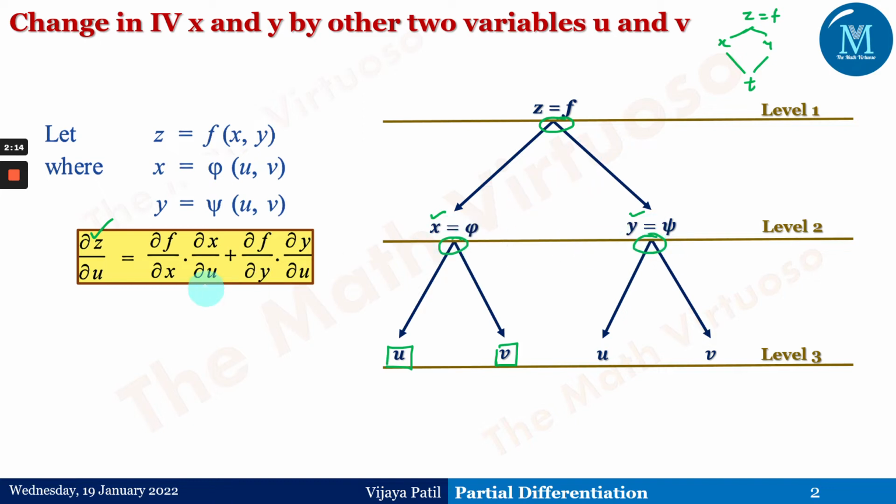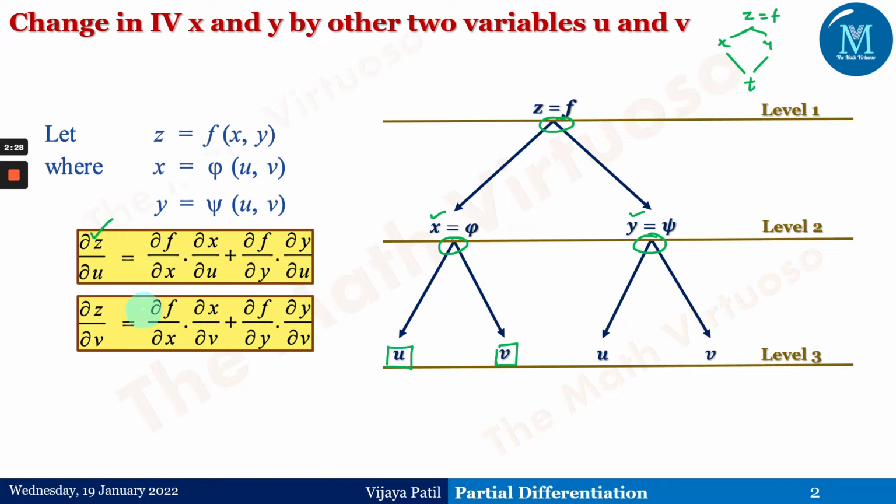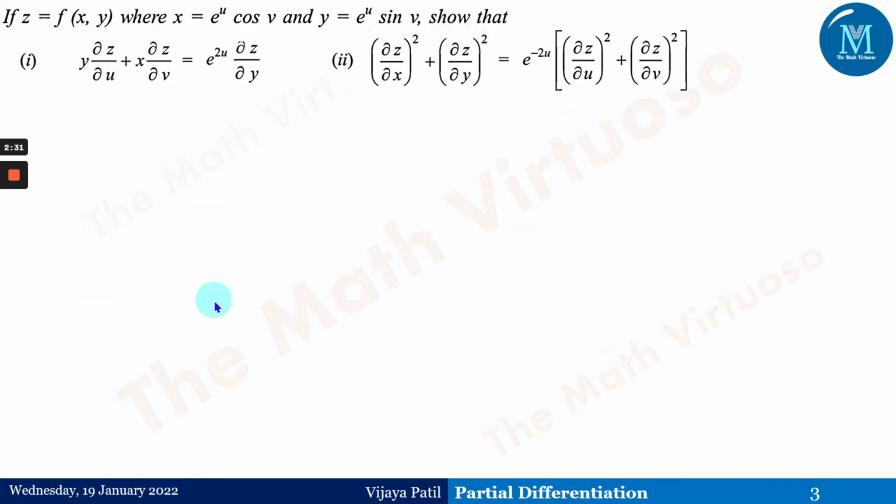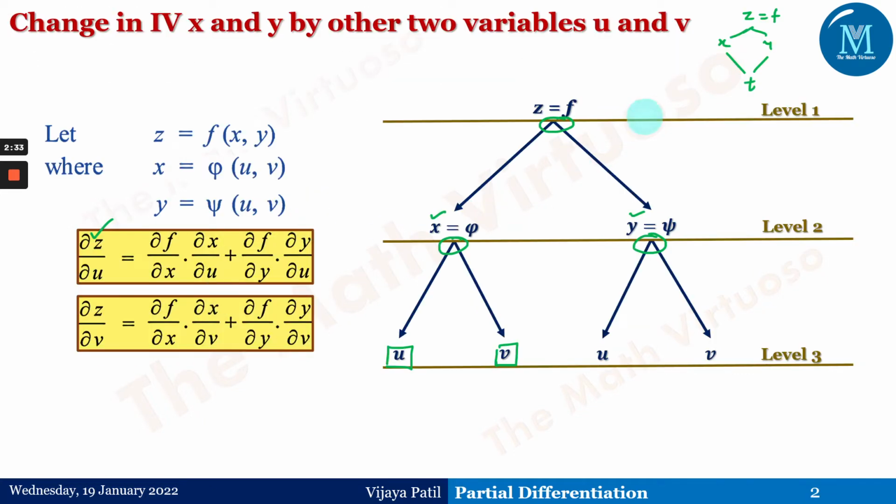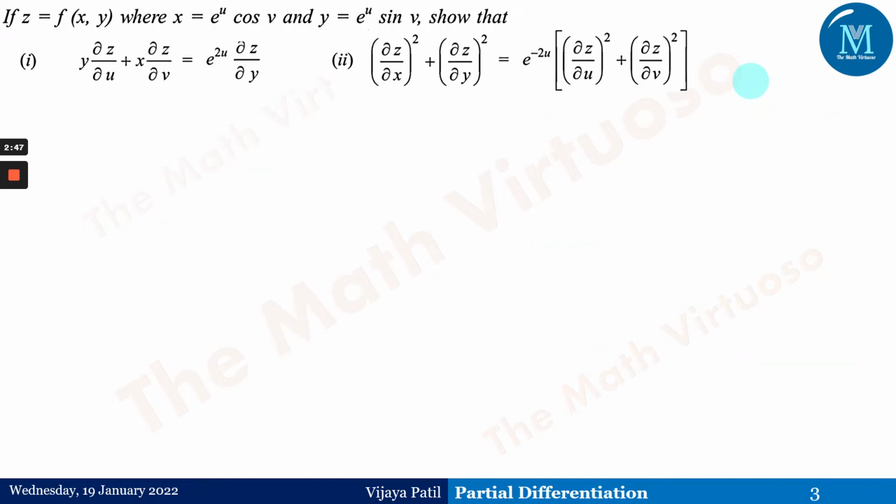From each and every variable we have got two arrows coming out. So each and every differentiation from the previous level to the next level would be a partial. So dou f upon dou x into dou x upon dou u, plus dou f upon dou y into dou y upon dou u. Similarly, dou z upon dou v will be given in the same way. This is the difference between part 1 and part 2, and the approach to this type of example would be a little different from what we have seen in part 1. That's the reason I've divided it into two different parts.